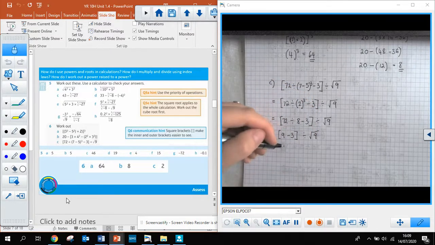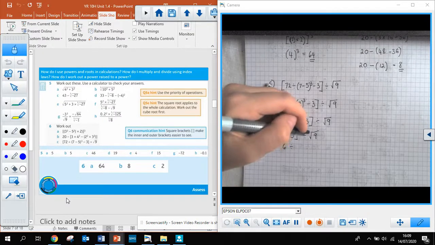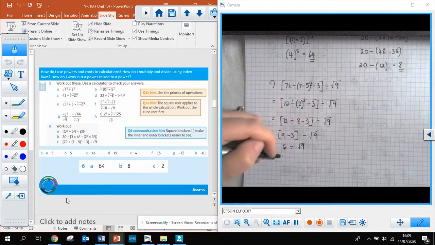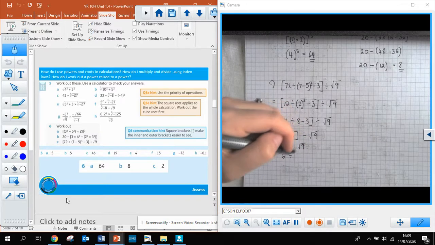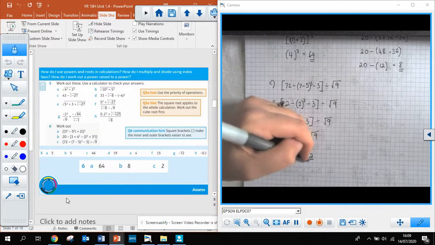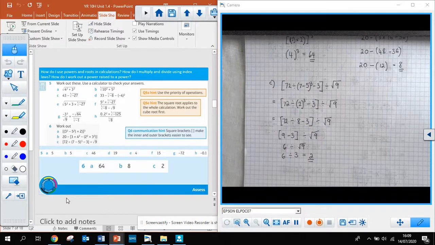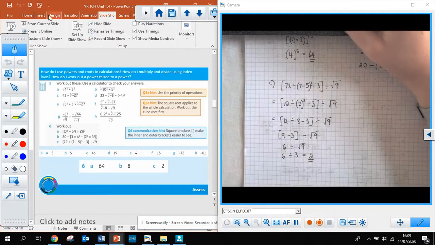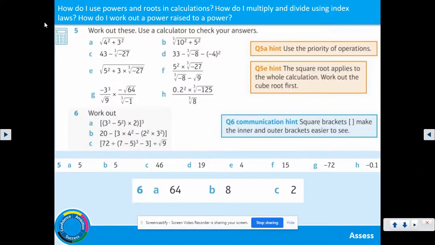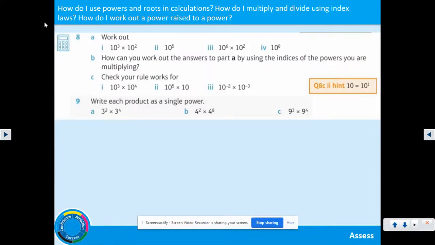9 subtract 3 is 6. So I'm doing 6 divided by the square root of 9. The square root of 9 is 3. 6 divided by 3 is 2. And that's my final answer. So well done if you got those. You've got a few more to have a go at there.